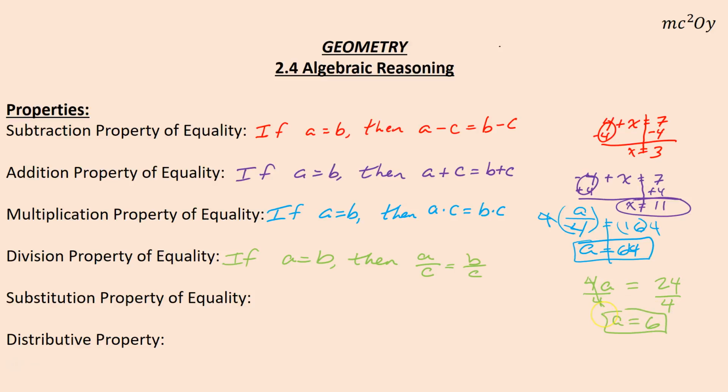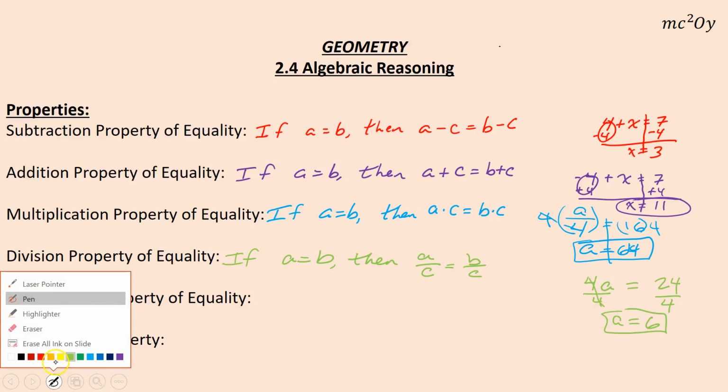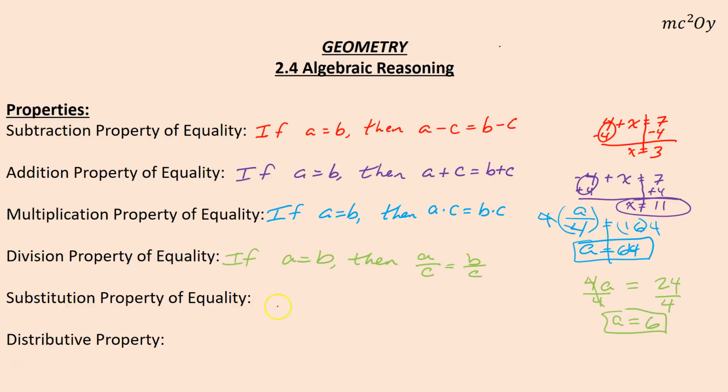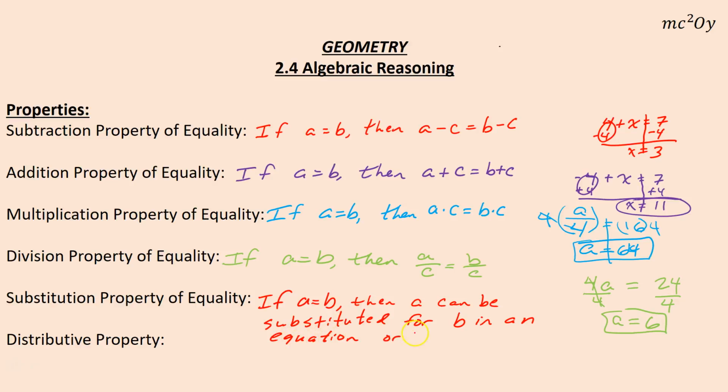All right. Now substitution. Substitution property of equality says this. Well, let's put it out in words first. Substitution property of equality says if A equals B, then A can be substituted for B in an equation or expression for that matter, okay? But we're going to use it in an equation.